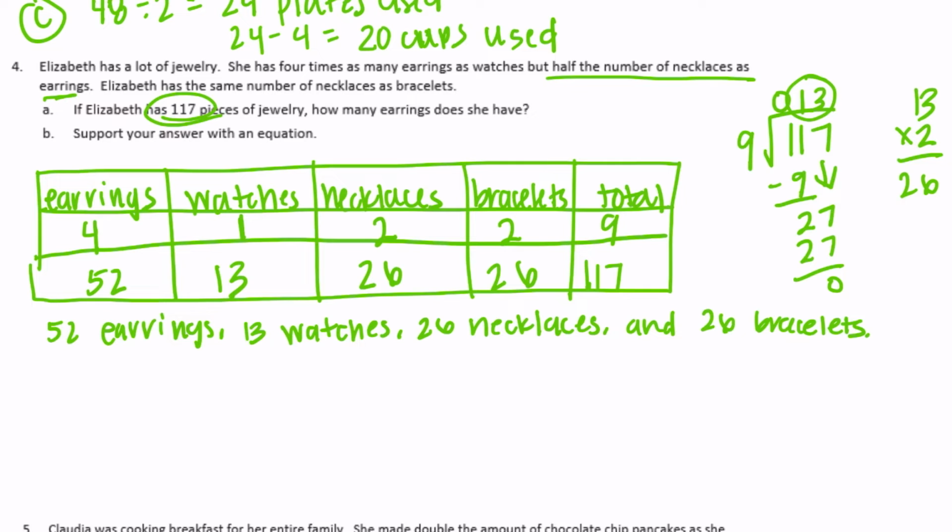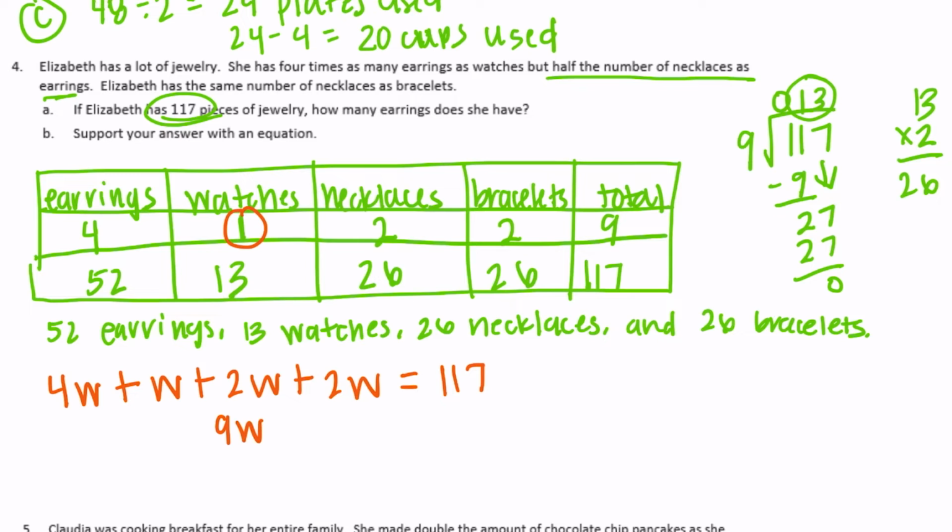So she has, we're going to use, let's put it in terms of watches, because watches is the 1, so it represents 1. So we can say 4W, so 4 groups of watches, plus just W, plus 2W, plus another 2W, representing the necklaces and the bracelets, is equal to 117, total of 117. So then all of that is 9W would be equal to 117. So we could do 9W divided by 9 would be equal to 117 divided by 9, and we already did 117 divided by 9 right here. So we know that W is equal to 13.